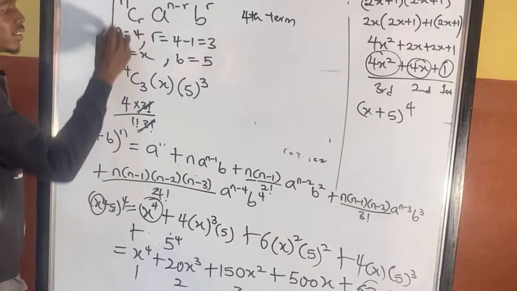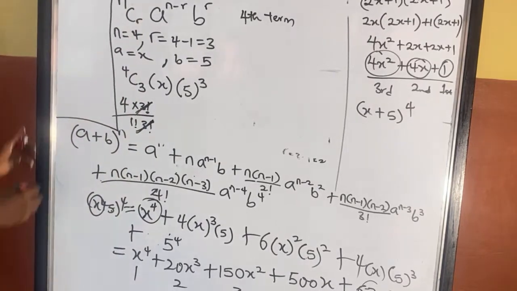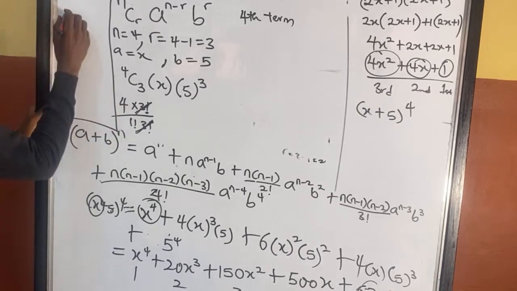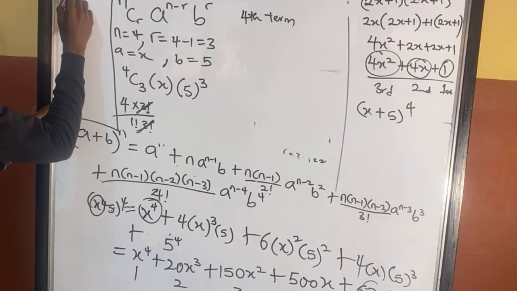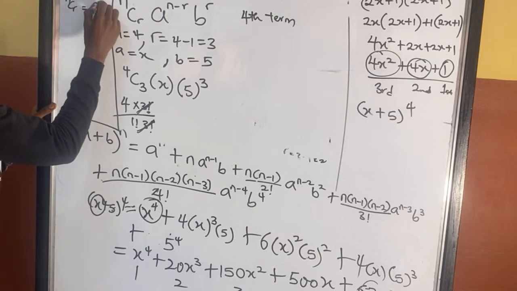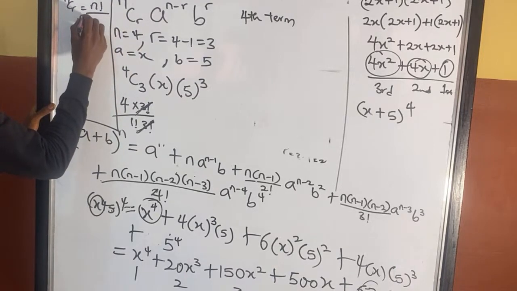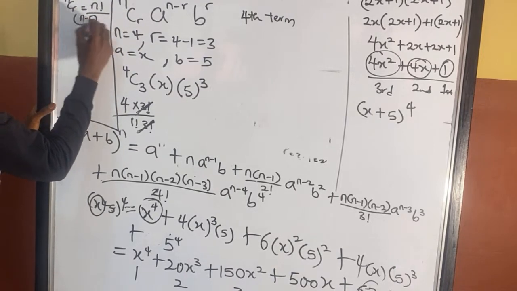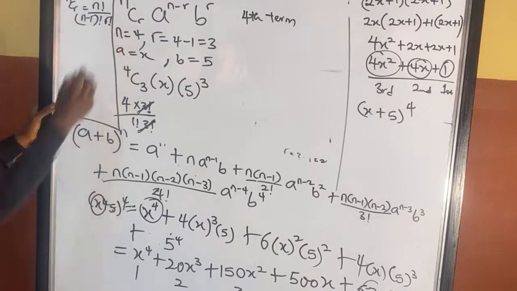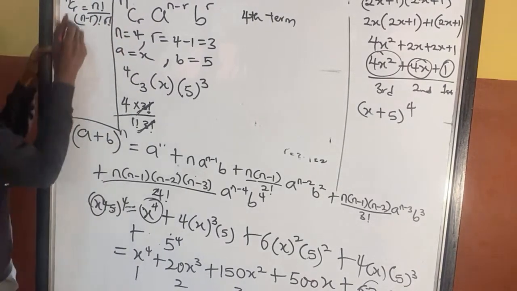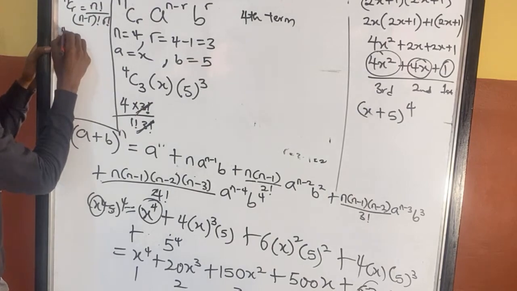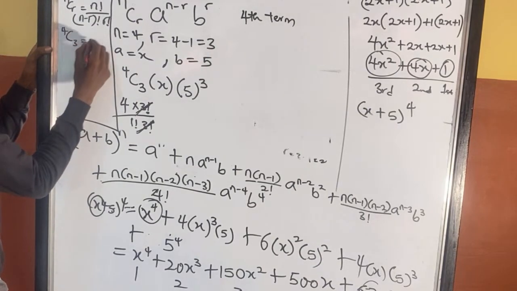Now, let me just explain finally, even though I've done the explanation. This is because 4 factorial. N combination R remains what? N factorial over N minus R factorial times R factorial. It's just for us to substitute. This is the formula. So now what's our N here? We have 4 combination 3. Our N is what? 4.